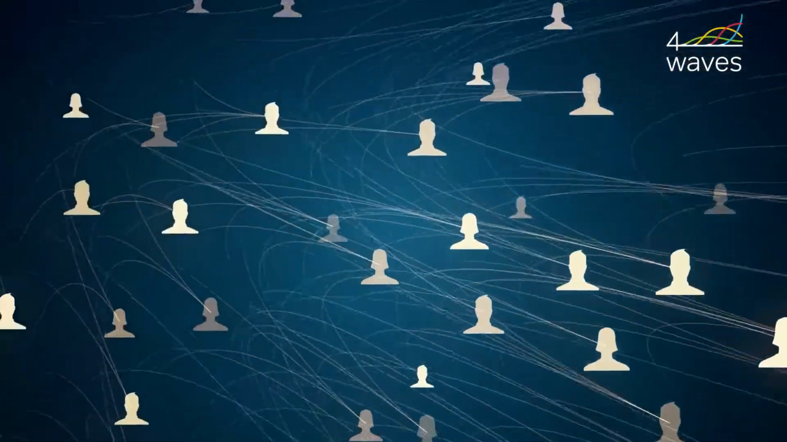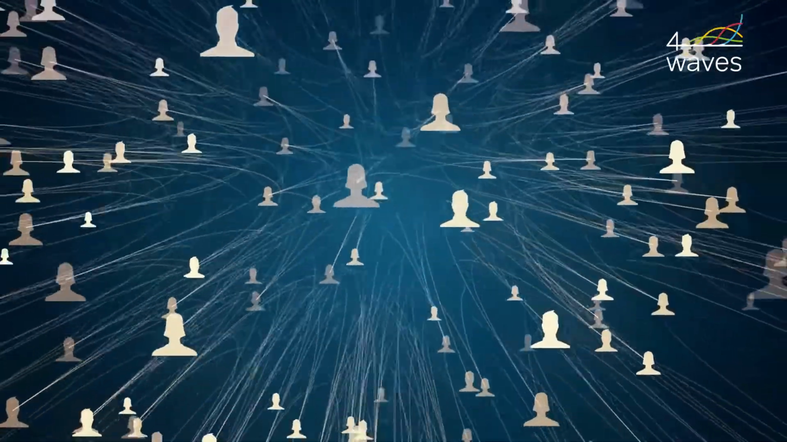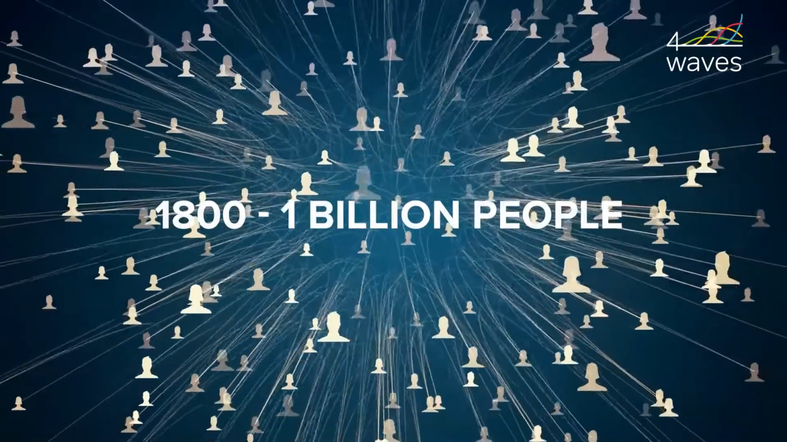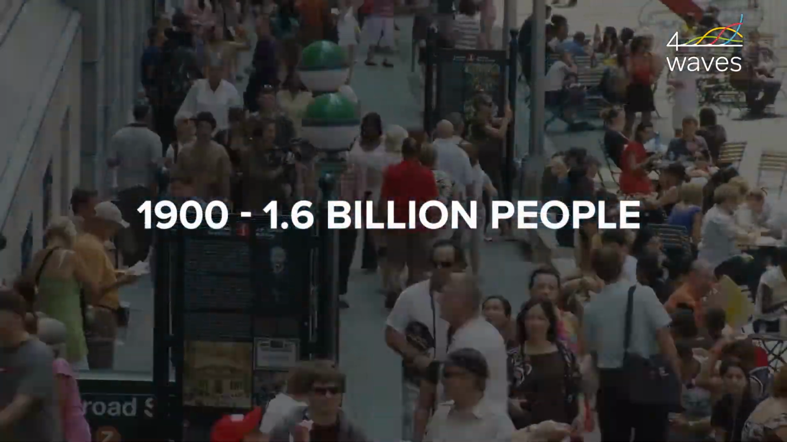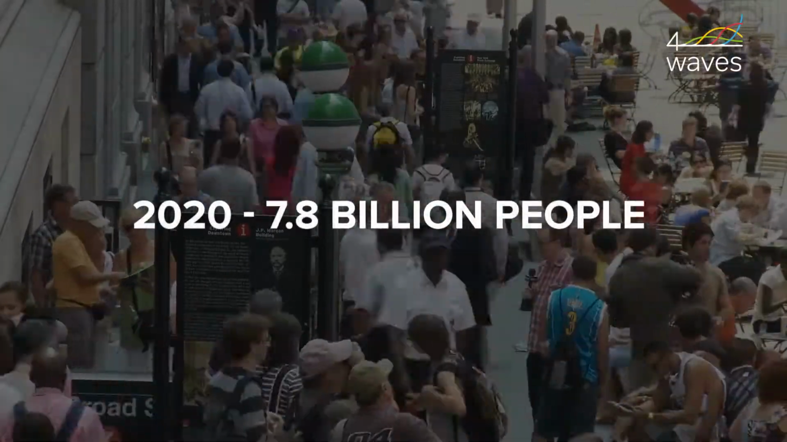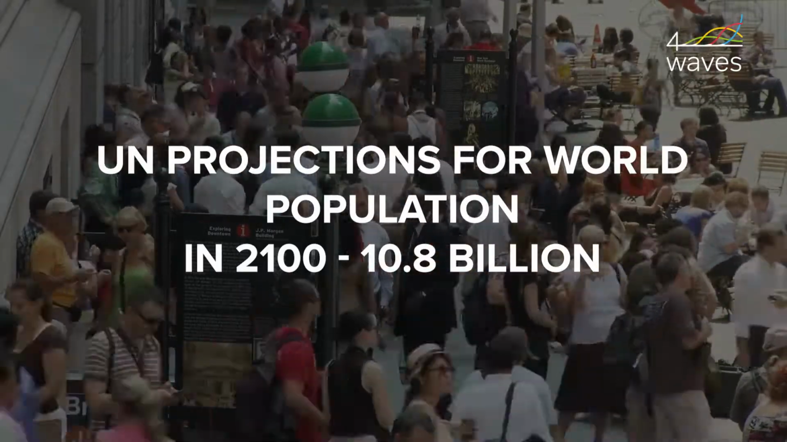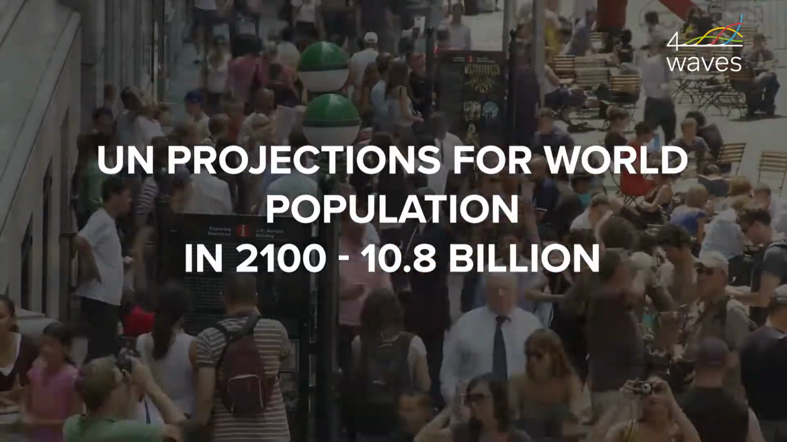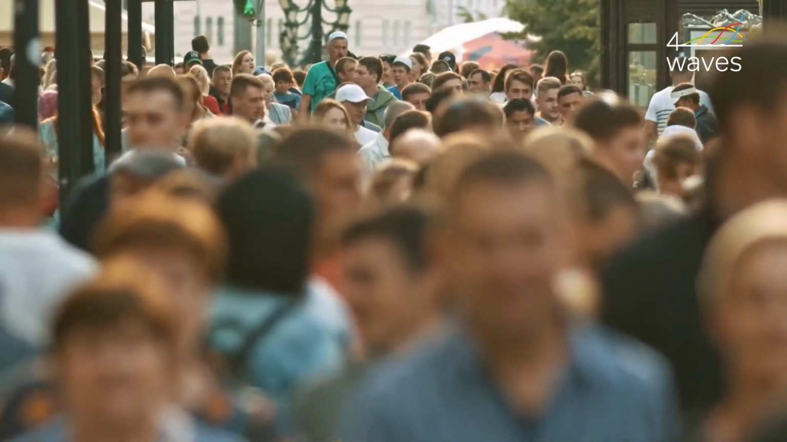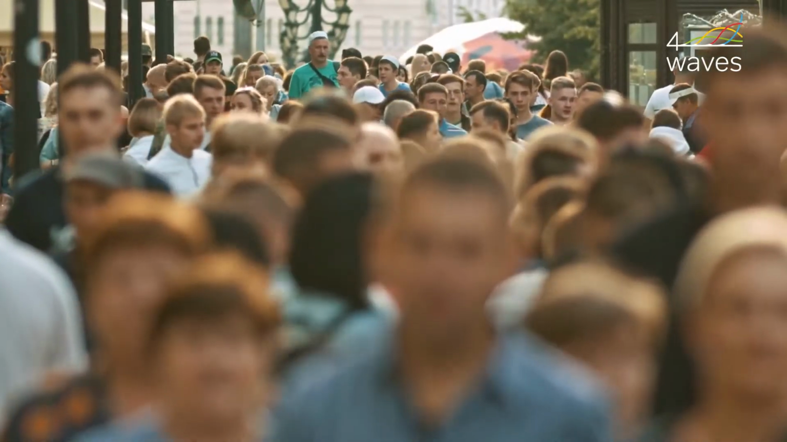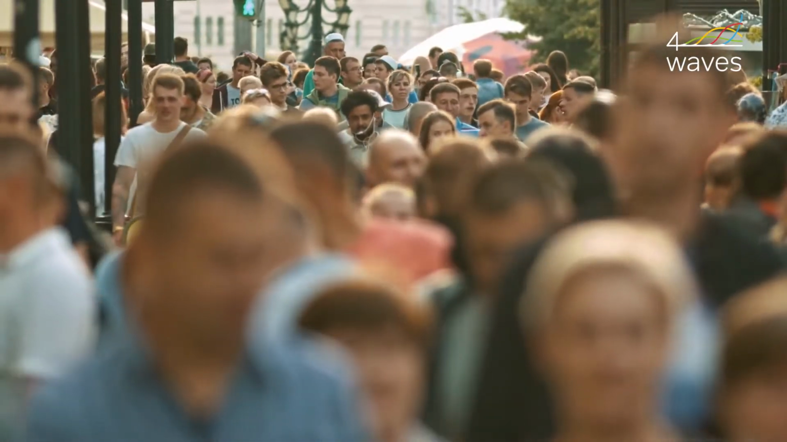Then, starting in 1700, the annual growth rate started to rise rapidly and saw the world's population reach 1 billion in 1800, 1.6 billion in 1900, and 7.8 billion in 2020. In 2100, the UN's median projections suggest we will reach 10.8 billion. Lower and upper ranges range between 9 and 15 billion. On what models are these projections based? And where is this population growth taking place?